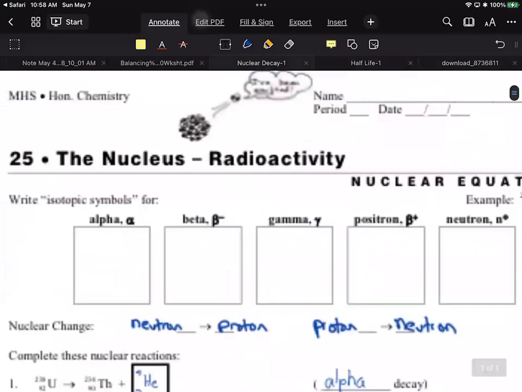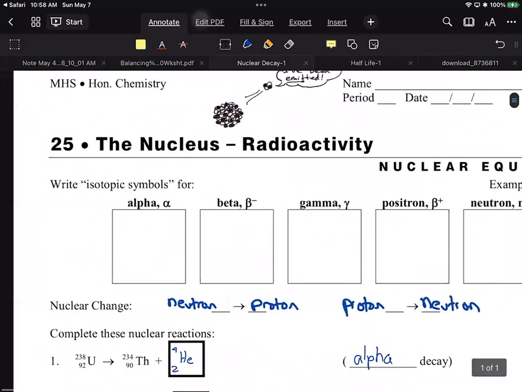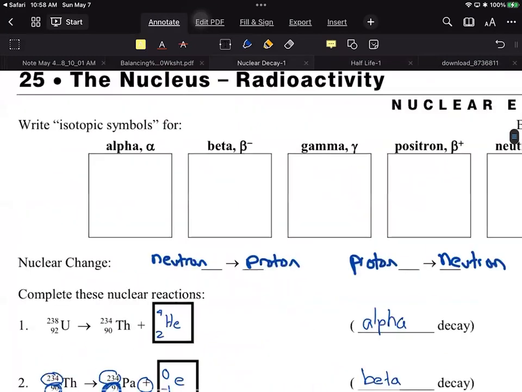This is the nuclear decay worksheet. The reason why a lot of it's actually re-recording is that I said something wrong in the first one, so I'm re-recording it. There's just the intro part. So yeah, let's get into it.